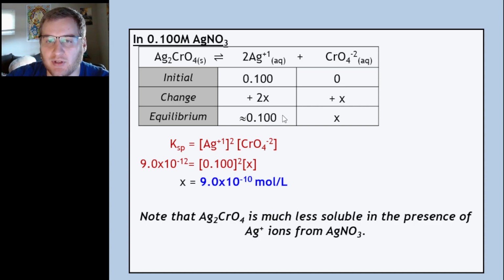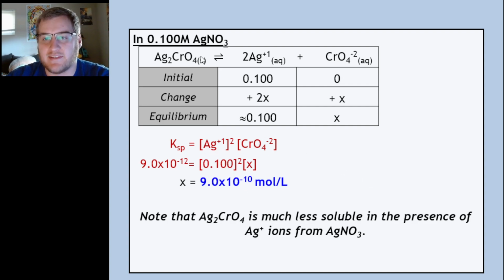X is just going to be a super small number. So you're just going to make it basically 0.1. This one is just x. Plug them into your equilibrium equation. And then x this time is much smaller. And that's the main idea. Don't worry about this example too much. We're going to do some of these in class.